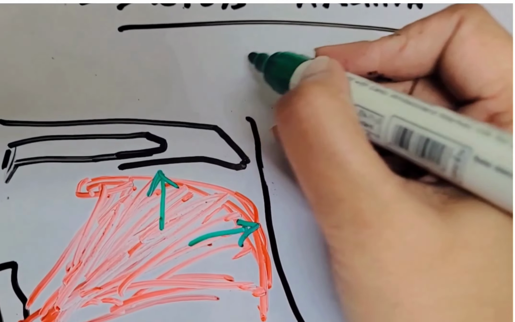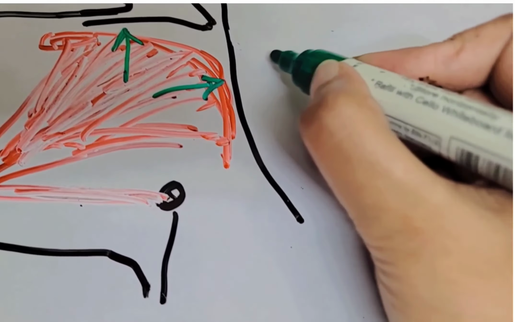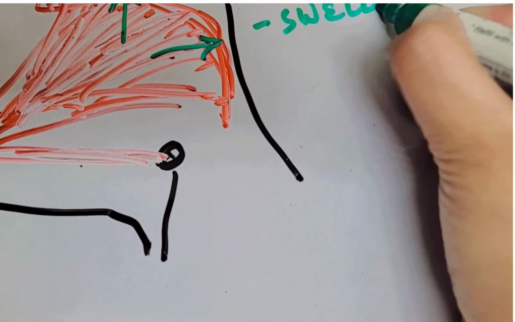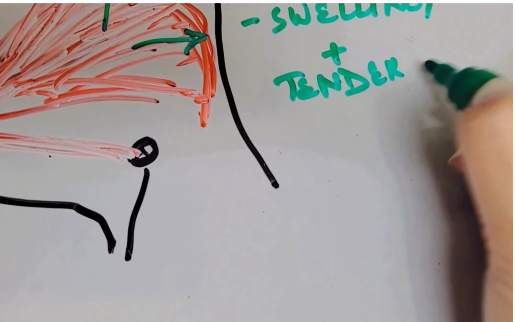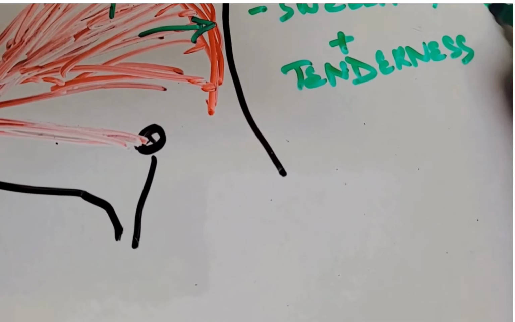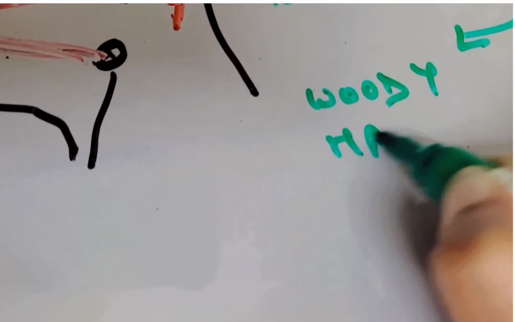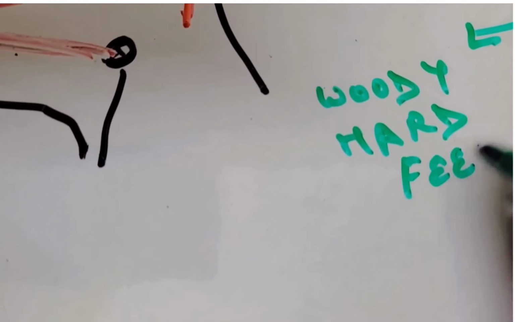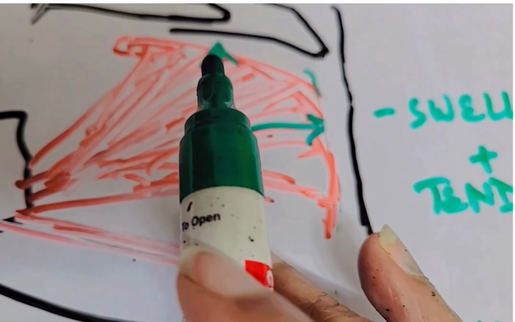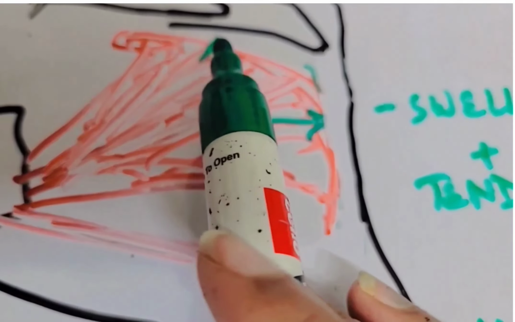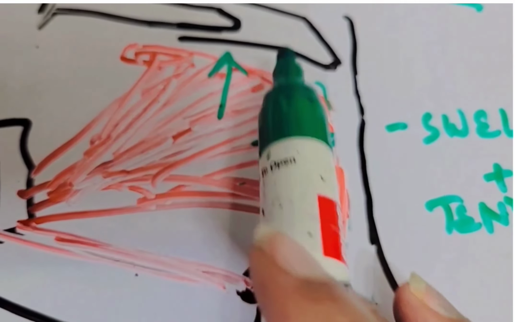Now let's talk about the clinical features of Ludwig's angina. When there is infection, what comes first to your mind is swelling plus tenderness. This swelling can give a woody hard feel in the oral cavity. When there is swelling and pain in the mouth, will it make eating easy or difficult? It will make it difficult. So swallowing would be difficult.